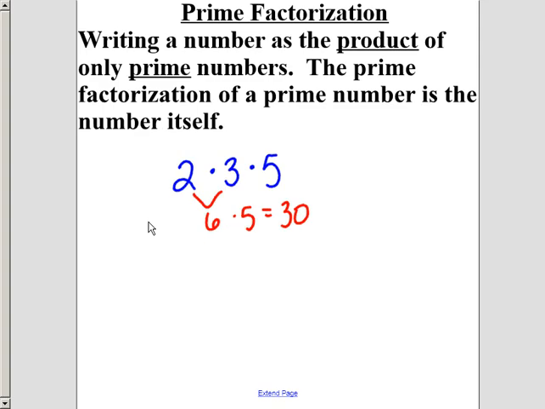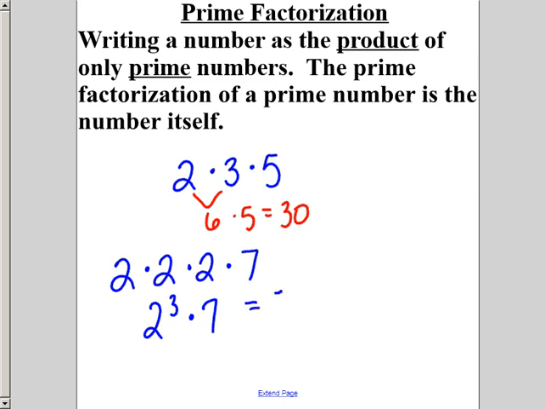Prime factorizations, we normally, if we can, write them using exponents. So for example, if my prime factorization was 2 times 2 times 2 times 7, then I really could write that as 2 to the third power times 7. And that is the prime factorization for the number 56, because 2 times 2 is 4, times 2 is 8, times 7 is 56. So 2 to the third power times 7 is the prime factorization of 56.